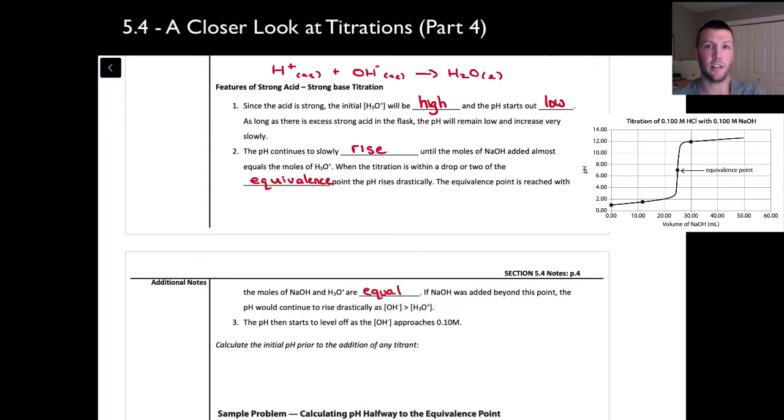If we were to continually add sodium hydroxide beyond this point, the pH would continue to drastically rise as the hydroxide ion concentration now exceeds the hydronium ion concentration. And we wouldn't want to do this, of course, in a real titration. This would be called overshooting our endpoint. The pH would then start to level off as the hydroxide ion concentration approaches 0.10 molar.